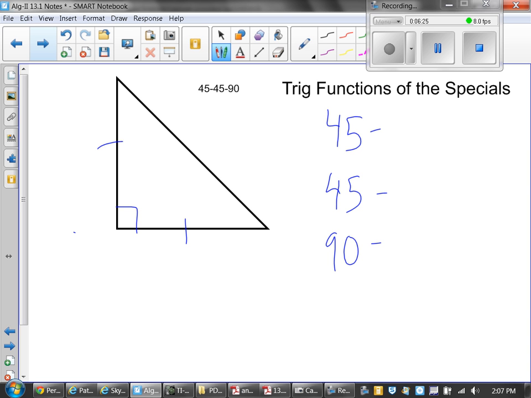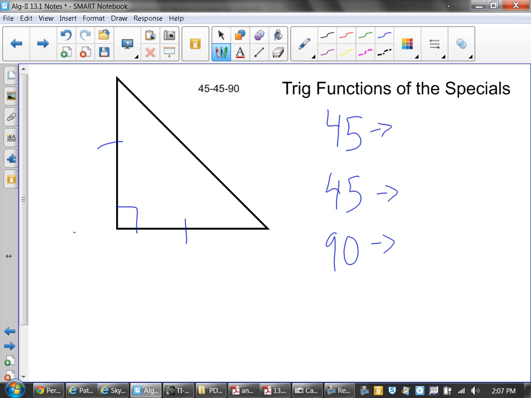So what happens here is that the way that I set this up, again, it's going to be a little bit different than what you might have seen in the past. I set up this generic algebra setup where I know that across from the 45 is x, the other one is x, and this is your x square root of 2. And basically what this allows me to do is set up some really easy algebra problems.